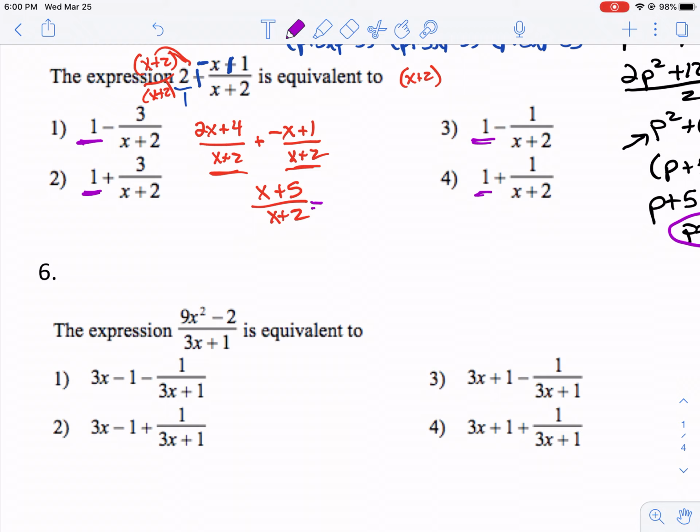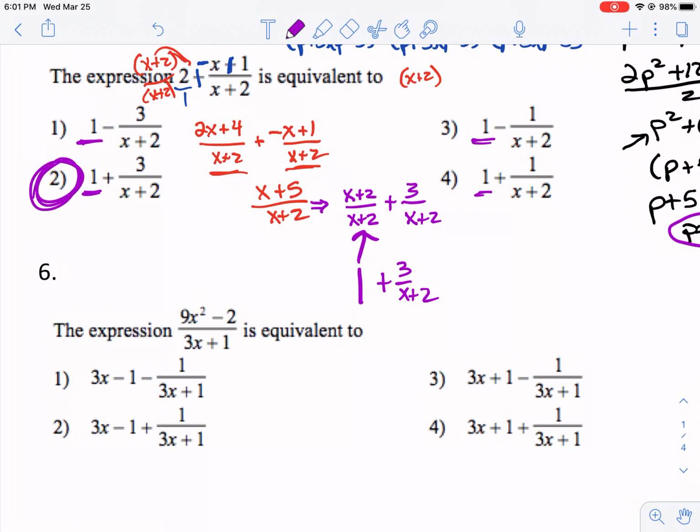So I'm going to take this fraction and break it into x plus 2 over x plus 2 plus, now what do I need in the numerator to get my x plus 5? Well, I need 3 more. So I have 3 over x plus 2. Now this term becomes a 1, and I have 3 over x plus 2 remaining, which makes the correct answer number 2. That's a lot of work for a 2-point question.